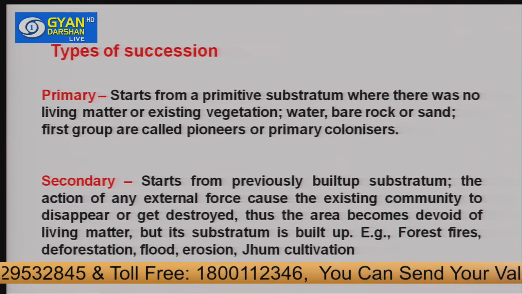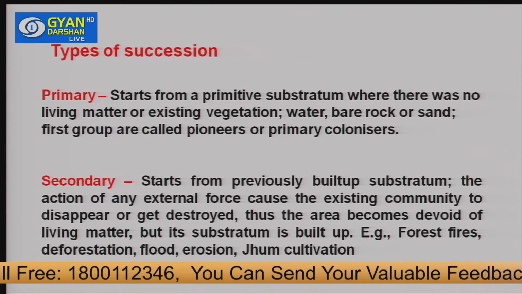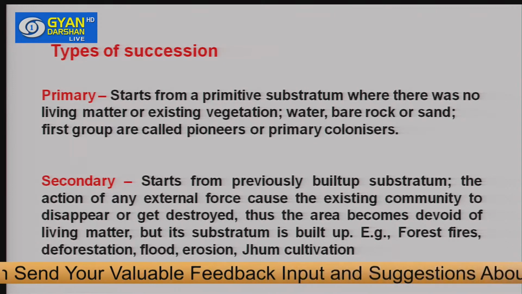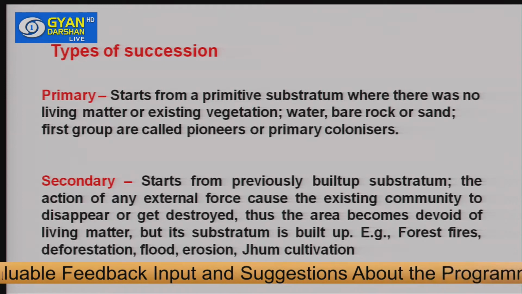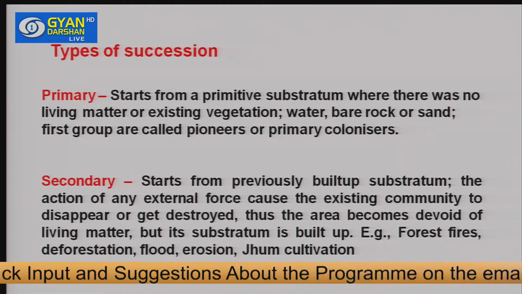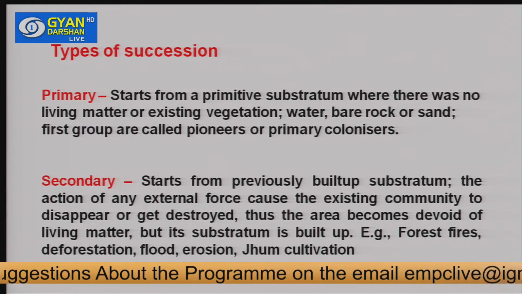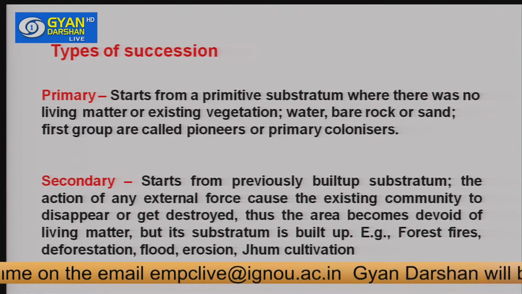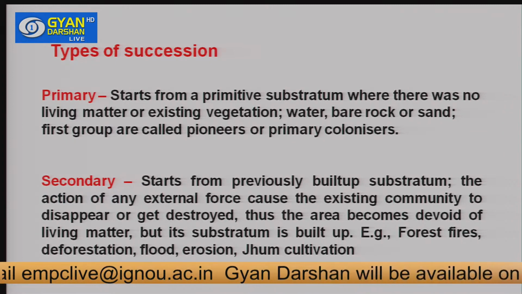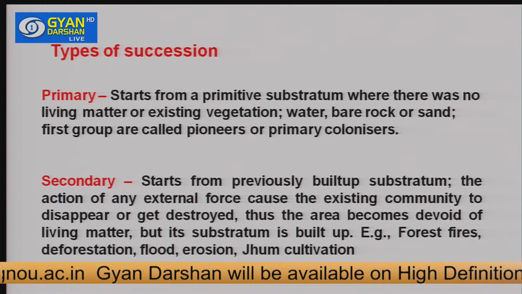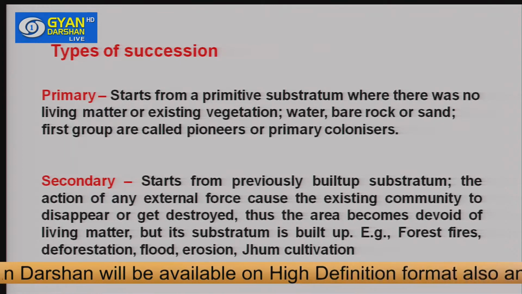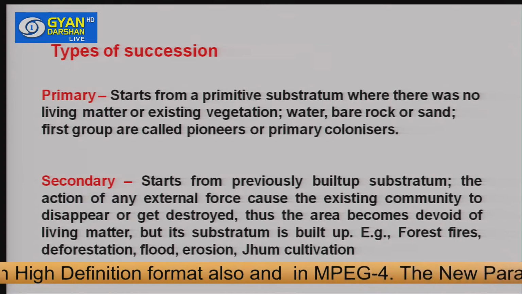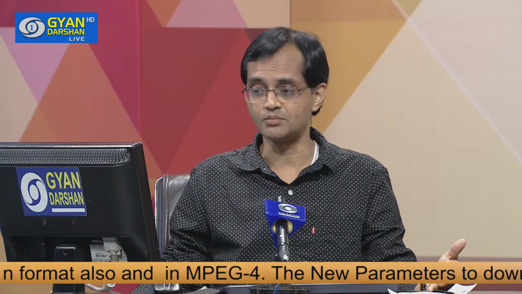That is, initially there was already a particular community, but due to some natural calamity or some external force, the community somehow disappeared or got destroyed. Then the total area again becomes free from vegetation. But ultimately, a time will come again when it might lead to the development of a new community. So initially there was a community, but it finally disappeared due to some reasons, and then again it was occupied by a different community.